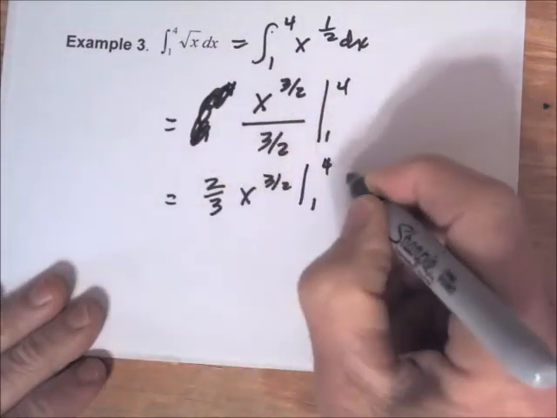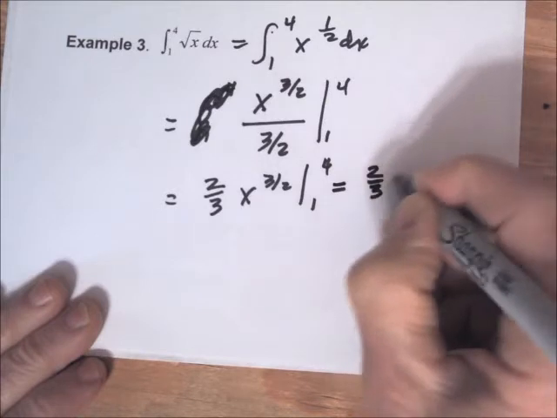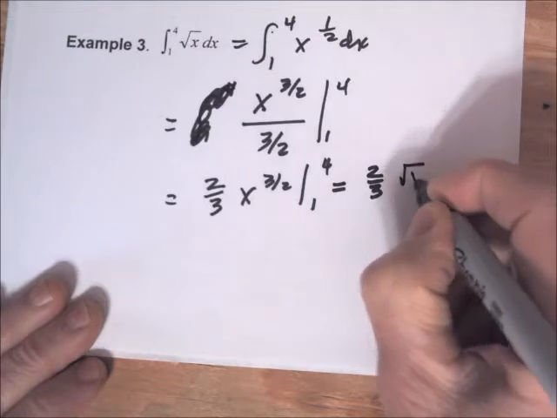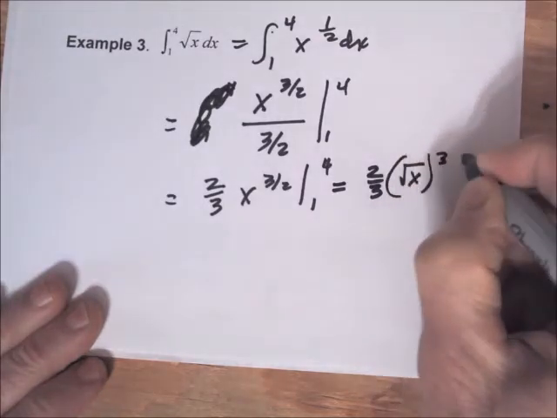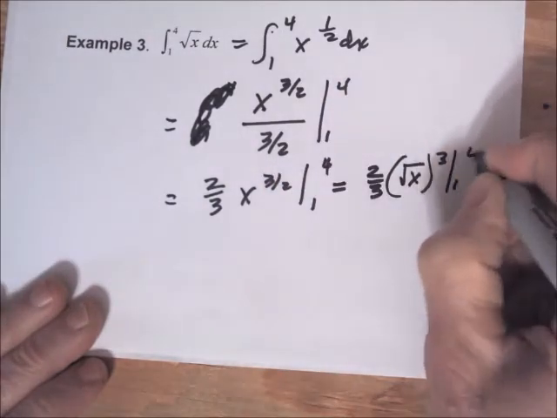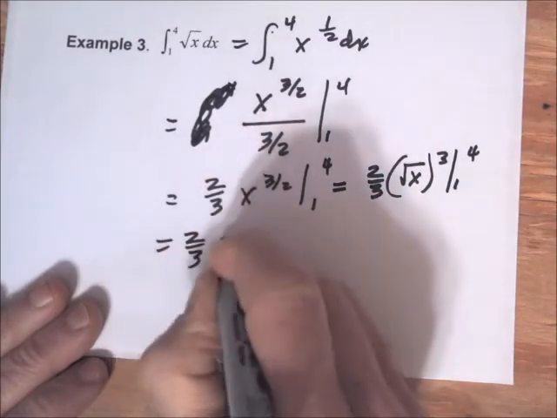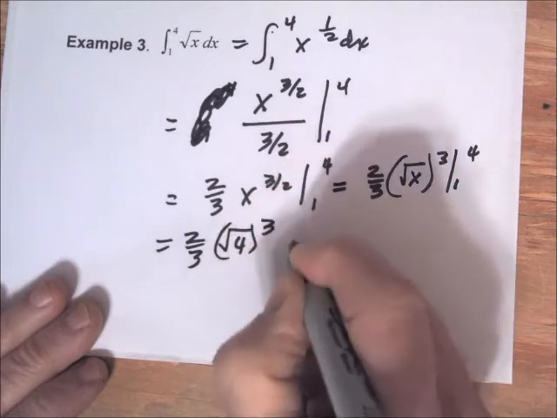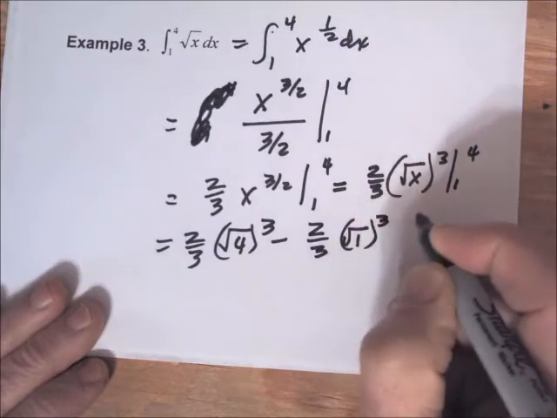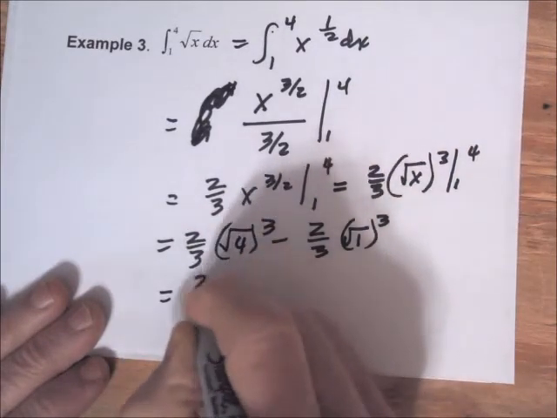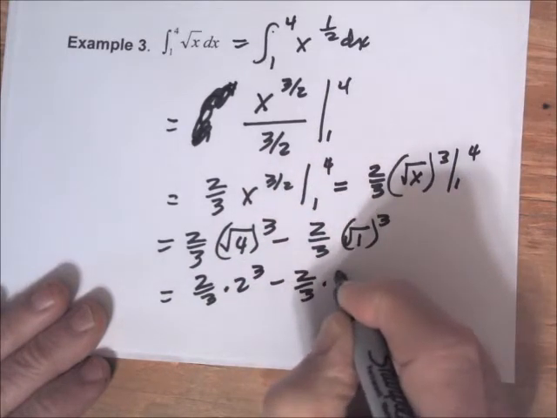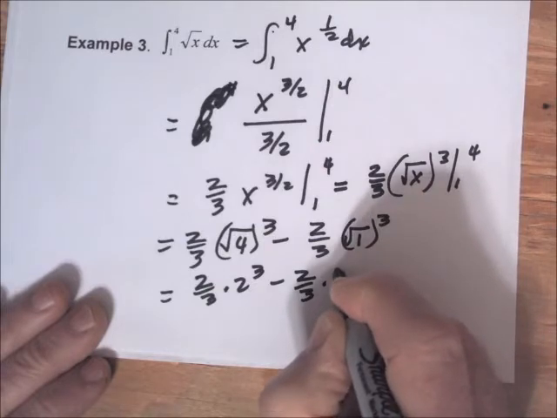Okay, so this is going to be 2/3. Let's write this in radical form. The denominator is the root, so it's the square root. The numerator is a regular exponent. So this is going to be 2/3 square root of 4 to the 3rd power minus 2/3 square root of 1 to the 3rd power. Square root of 4 is 2, so it's 2/3 times 2 cubed minus 2/3 times 1. Square root of 1 is 1. 1 cubed is 1.